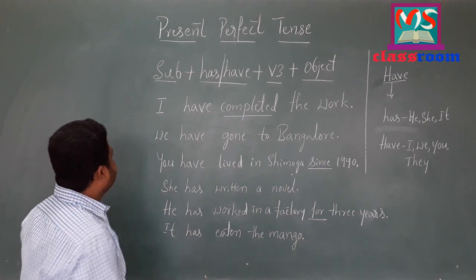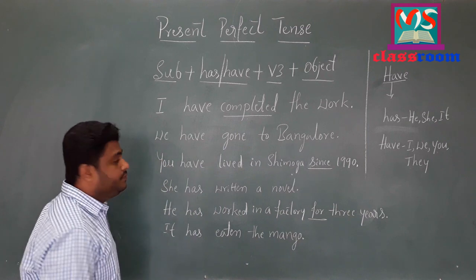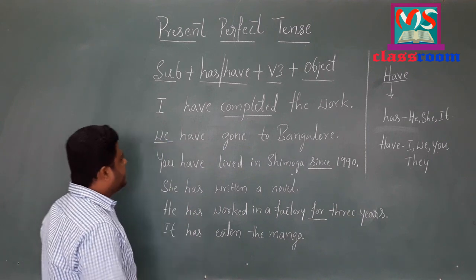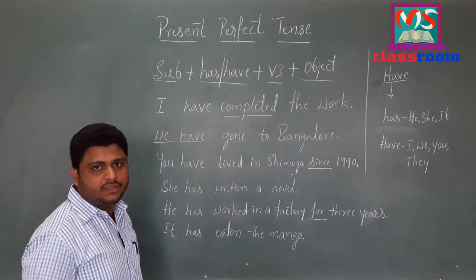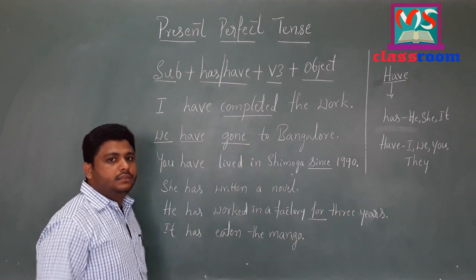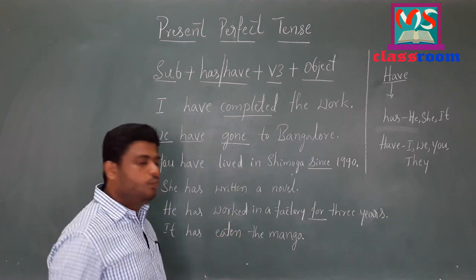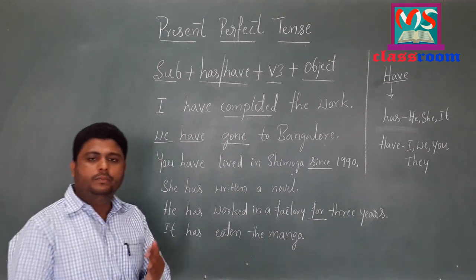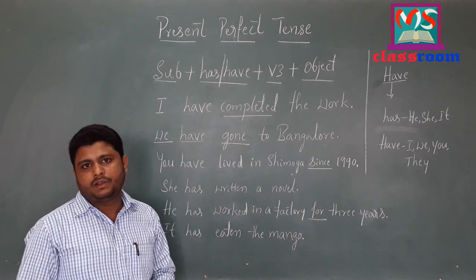Look at the next sentence. We have gone to Bangalore. So here also I have used first person plural we, and accordingly the plural form of the auxiliary, that is have, and then gone, that is the past participle form of the verb go. It is an irregular verb, and then to Bangalore is the object. So go is the present tense form, went the past tense form, gone the past participle form.